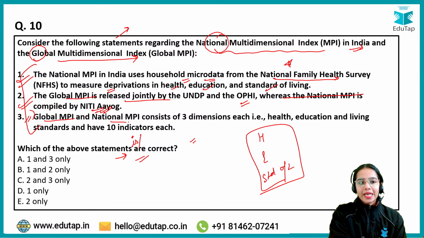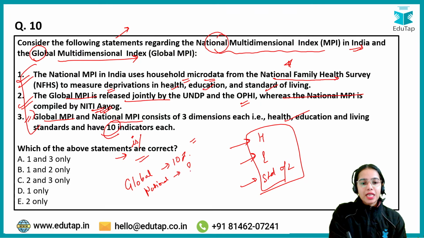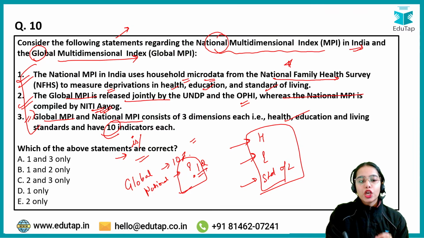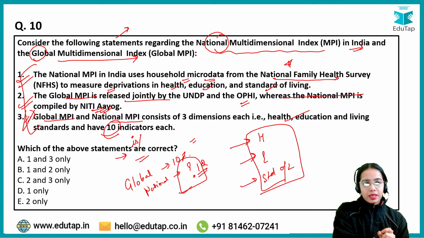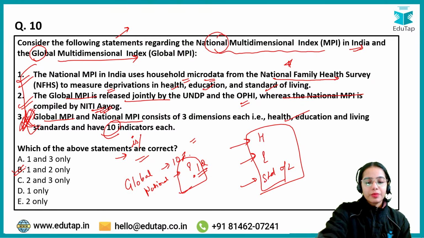Global MPI and National MPI consist of 3 dimensions: health, education, and standard of living. So this is correct. They have 10 indicators each. So the Global Multidimensional Poverty Index has 10 indicators, but how many indicators does the National Multidimensional Poverty Index have? Can anyone tell me? Very good. The National Multidimensional Poverty Index has 12 indicators. So this is incorrect. The third one is incorrect. So B is the right answer, because 1 and 2 were the correct statements.